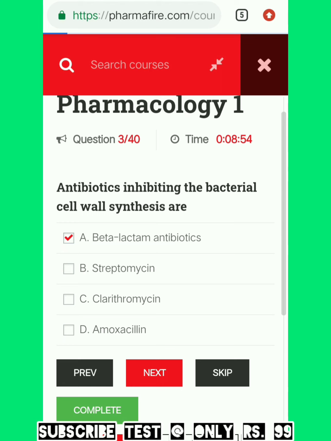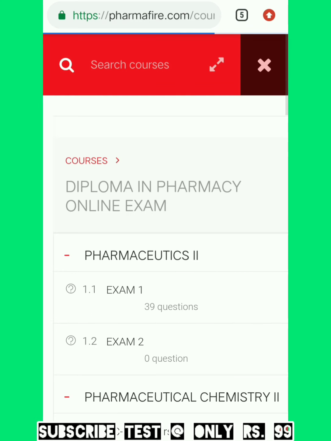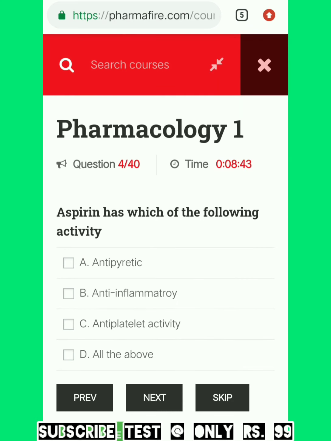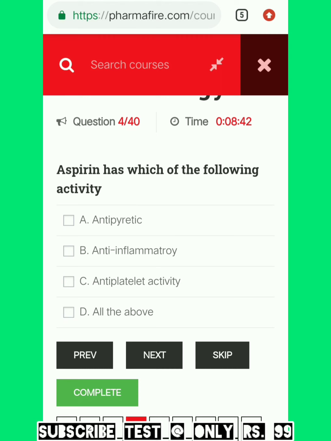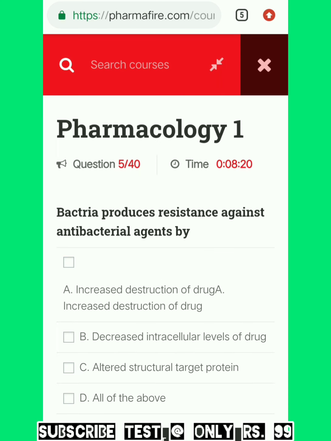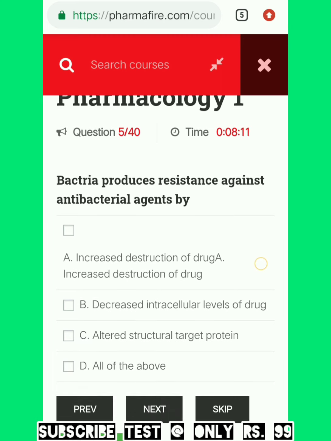Then another question: which antibiotic inhibits bacterial cell wall synthesis? You have to choose the actual correct answer. Then you can preview the question, go to the next question, skip the question, and complete the test. There is another example, related to aspirin: what will be the actions of aspirin? You have to choose the correct answer and then submit the test. In this video I am going to solve just five to six questions for your information. If you want to join our PharmaFire series, you can register with us.